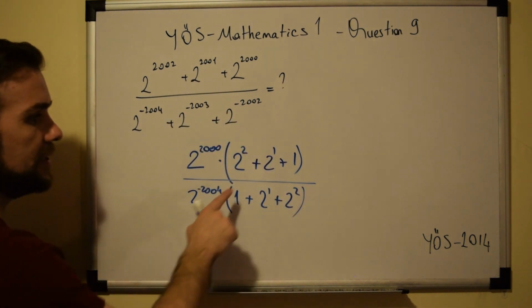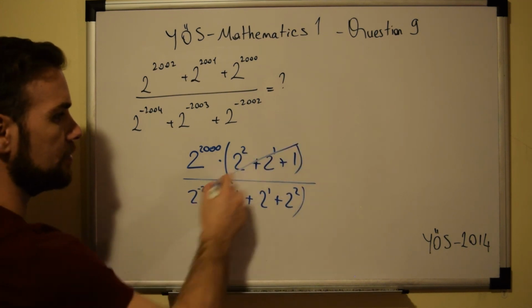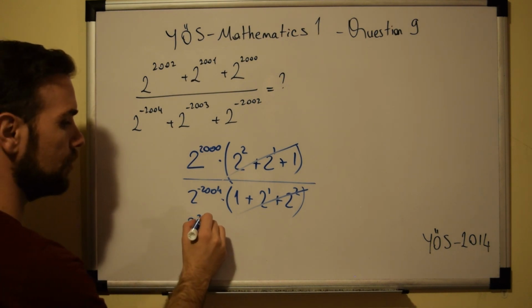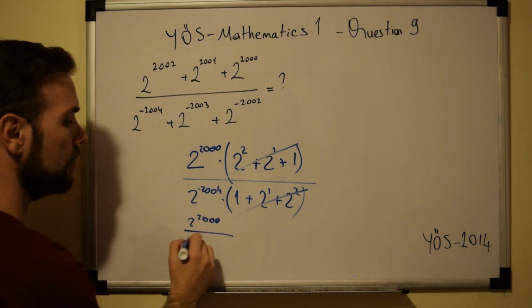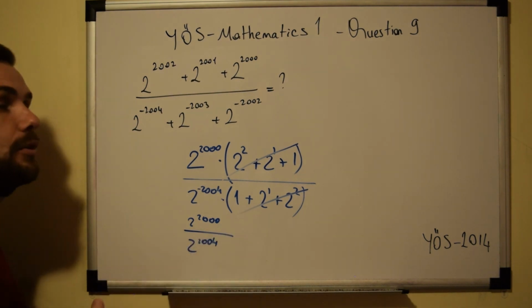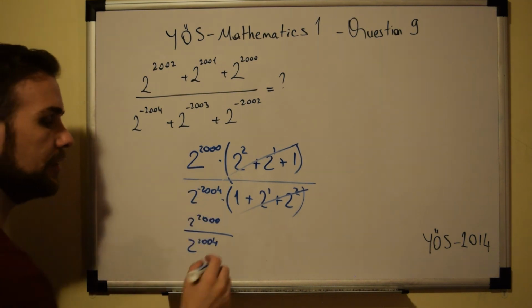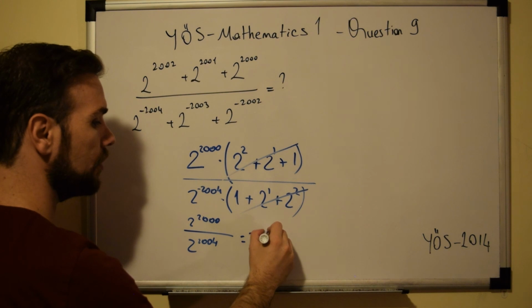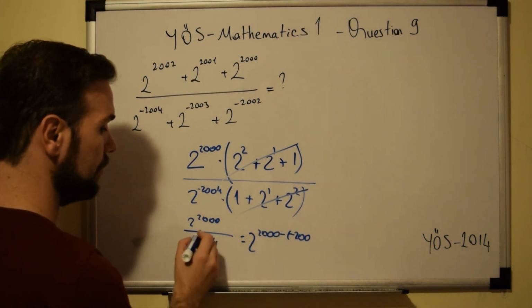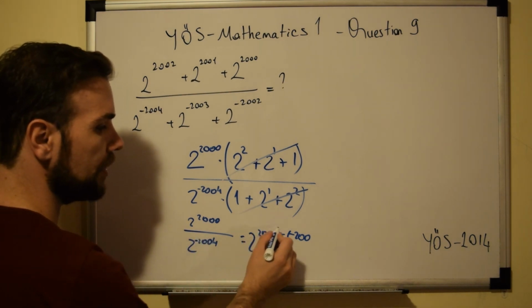Now what do we see here? We see that we have the same parentheses, the same numbers within the parentheses, so they cancel each other because we have multiplication. Now what is left is 2 to the power of 2000 over 2 to the power of 2004. When we have a fraction, we said that exponents subtract each other. So let's do that. We have 2 to the power of 2000 minus, here we have minus 2004.